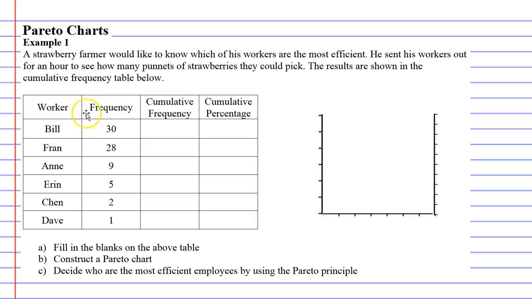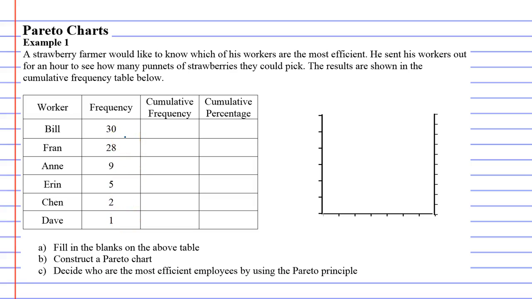Right? So we can see straight up that Bill and Fran are the best workers. Bill got 30 punnets, Fran got 28. Then it drops down rapidly to Anne, who only got 9 punnets, and then it gets just worse from there. One thing you might notice here is that when you do a Pareto chart, your frequency table needs to be ordered. You need to have the highest frequency at the top, and then the frequencies go down as you go down each row. Very, very important that this is done.